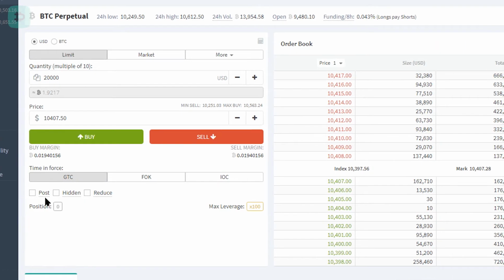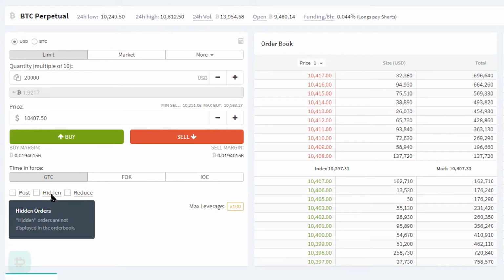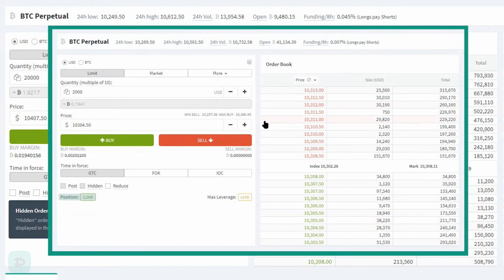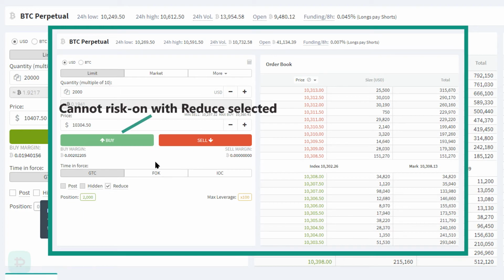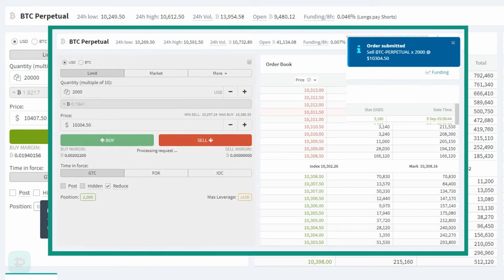A hidden order. A hidden order will not be visible in the order book to other traders. However, a hidden order will always pay the taker fee. Reduce only. A reduce only order will only be used to make a position smaller. It will never make a position larger or open a new position.